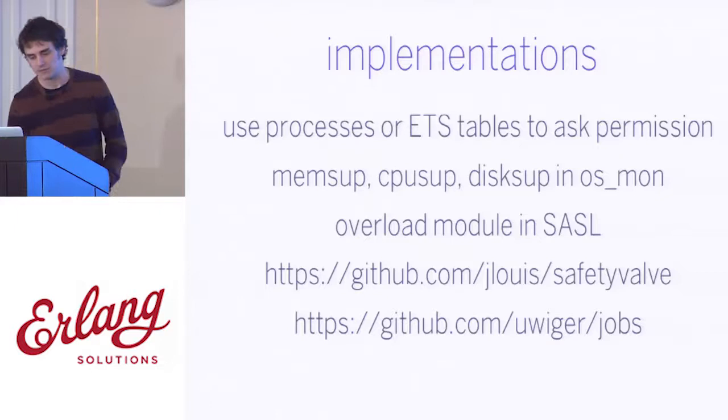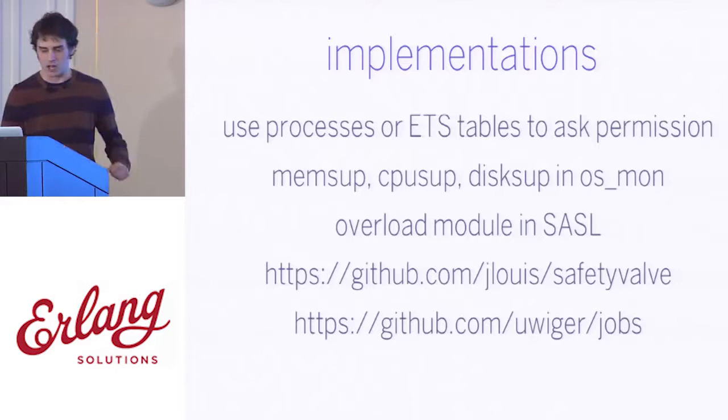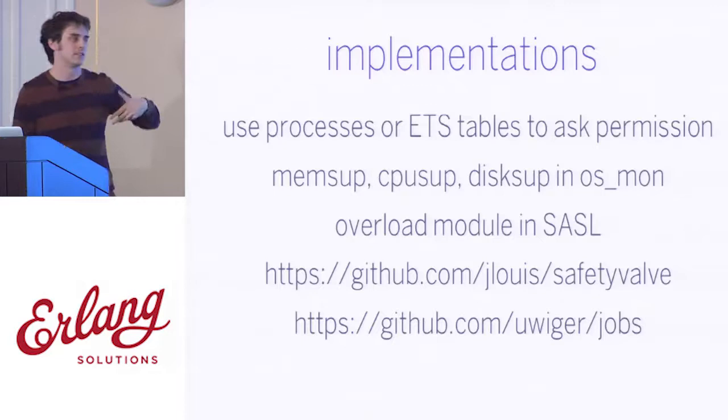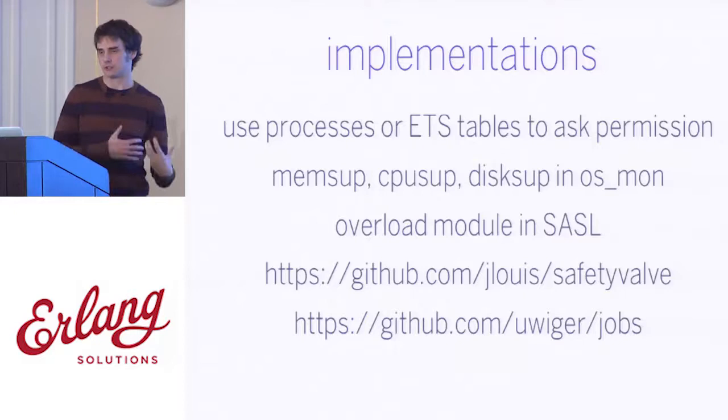In the open source community, we have Ulf Wiger, who wrote the jobs system that was made to control that kind of back pressure mechanism at the edge of the system. Jesper Louis Andersen from Erlang Solutions looked at that system, tried to test it, found a bunch of bugs, and wrote Safety Valve. Safety Valve does that kind of management where you have the buffer you want and the kind of overload you want. You can pick your dropping strategy, and it's going to tell you if it's too busy or not.